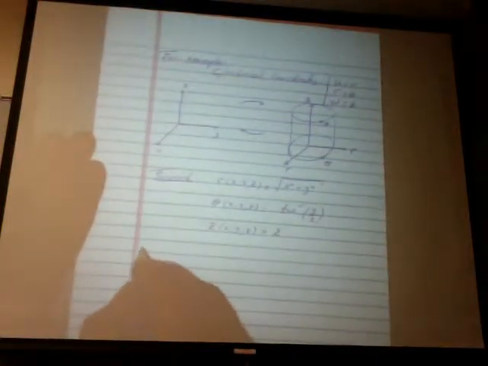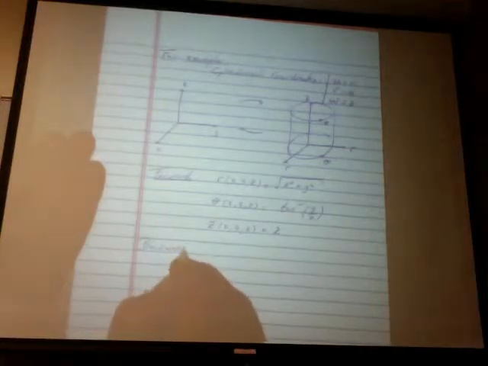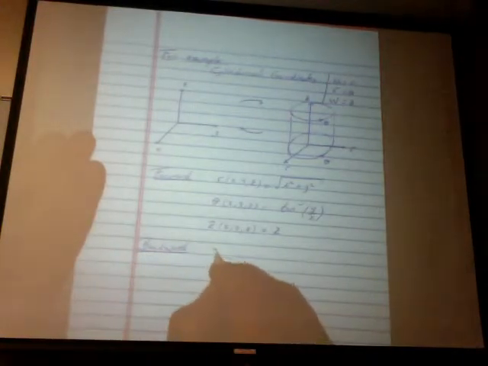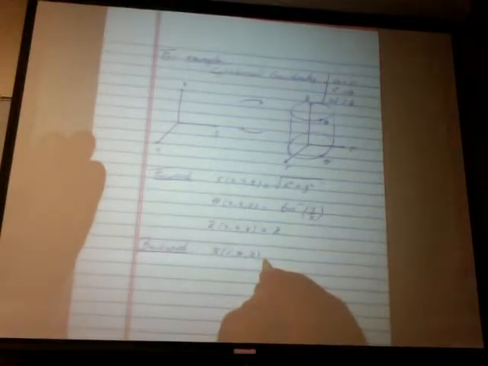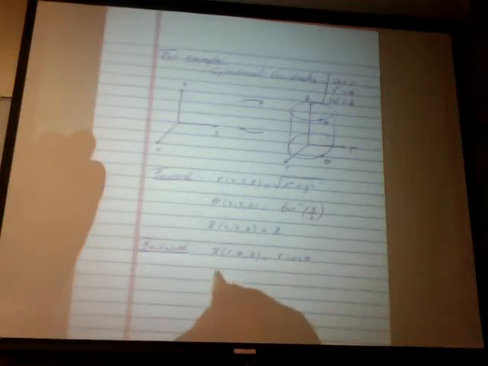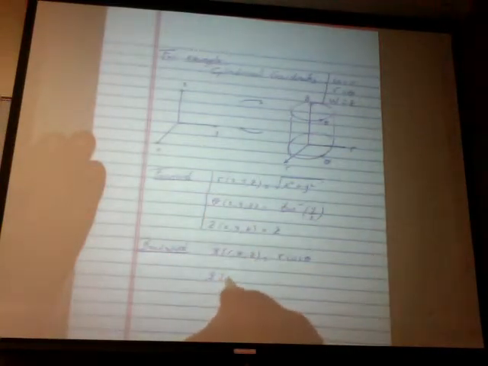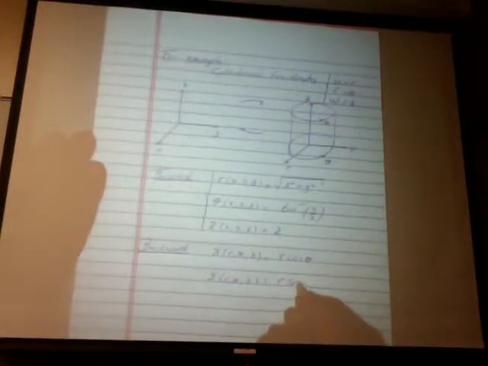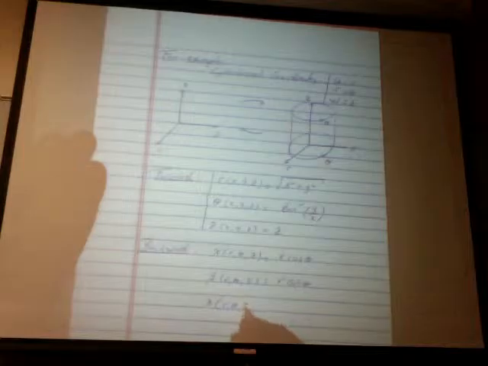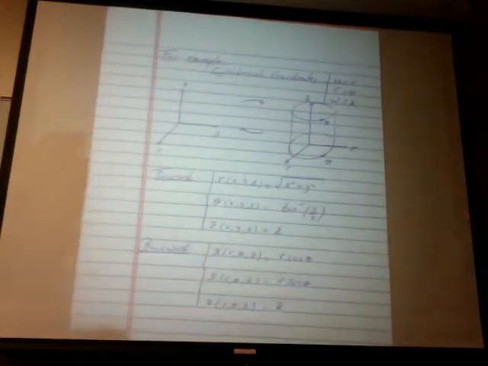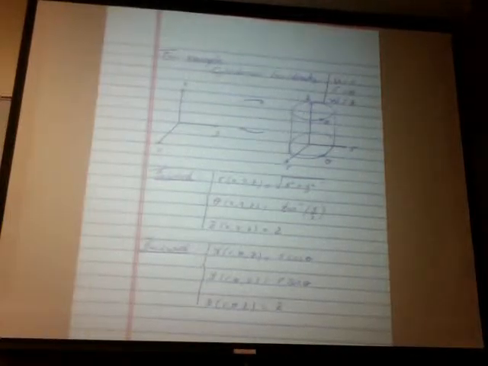And then there's also a backward transformation, where x of r, theta, and z is equal to r times the cosine of theta, y of r, theta, and z is equal to r times the sine of theta, and z of r, theta, and z is just equal to z. Okay.